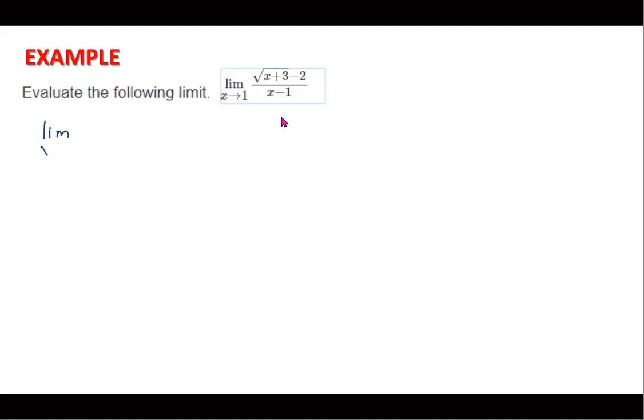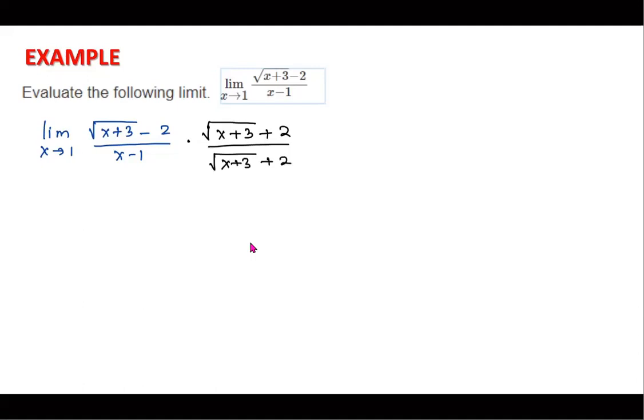We have the limit as x approaches 1 of square root of x plus 3 minus 2 over x minus 1. So because we are getting 0 in the denominator, and this problem involves a radical, we have to multiply both numerator and denominator by the conjugate of the numerator, like that. When I say conjugate, I have to change the sign in the middle, so that will be plus. We have to multiply both numerator and denominator by the same. That is, we are basically multiplying by 1, and we are not changing the value of the limit.